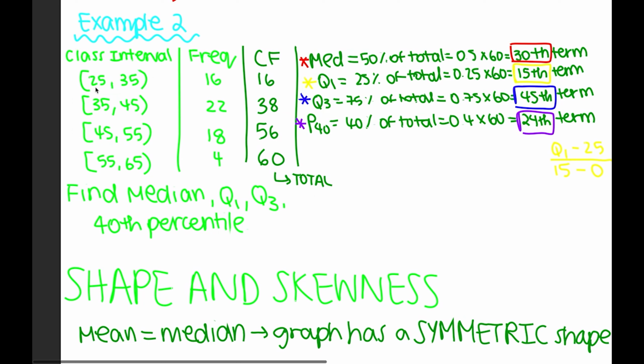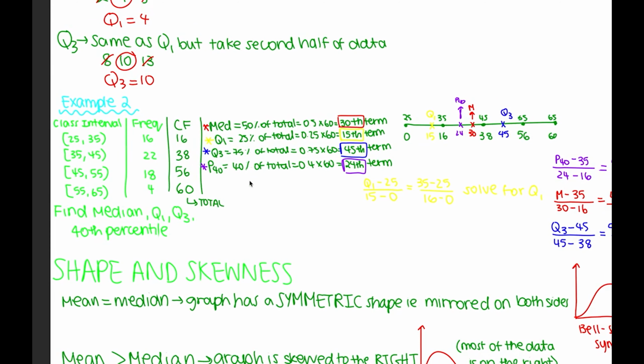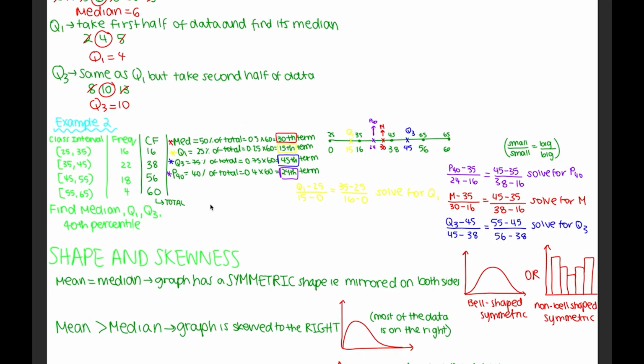For continuous data, let's say for example, you're given this data. So they give you the class intervals from 25 to 65 and their frequencies. They ask you to find the median, Q1, Q3, and the 40th percentile, which would be the value which cuts the data at 40%.